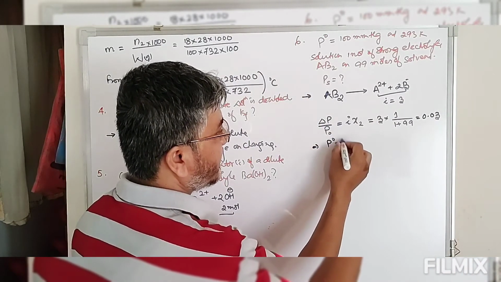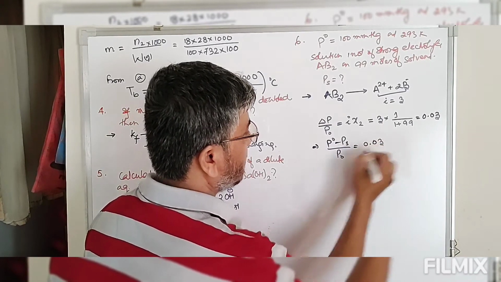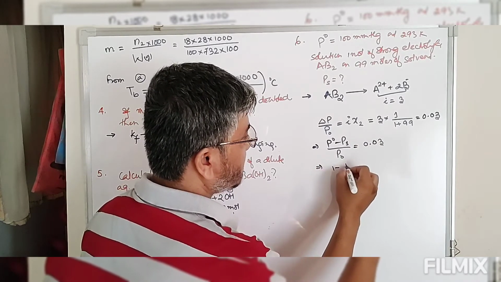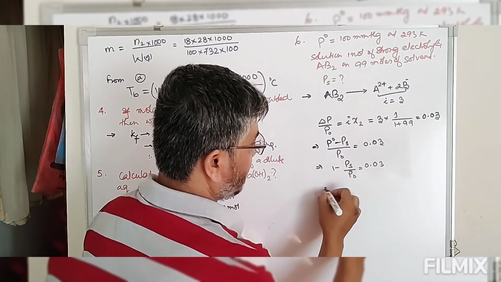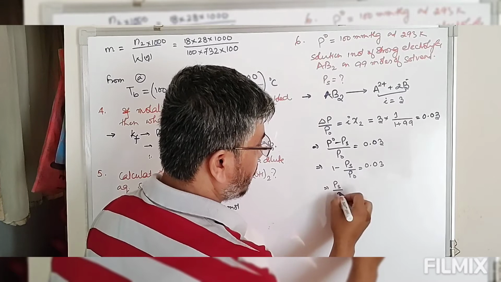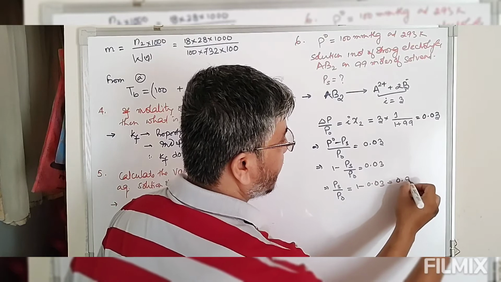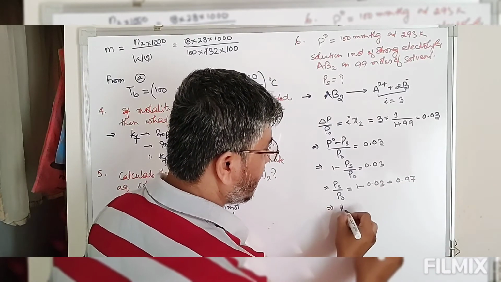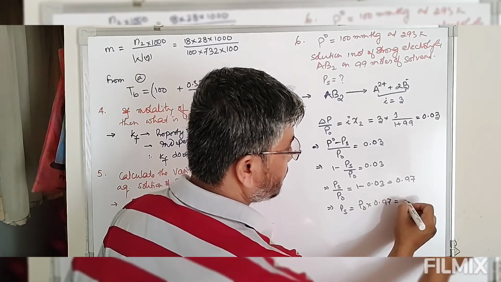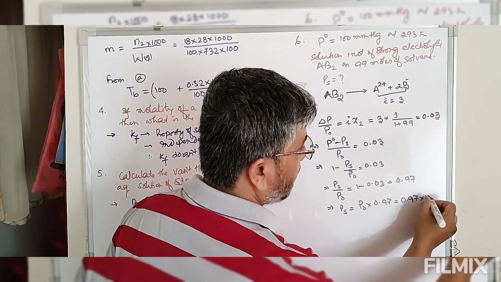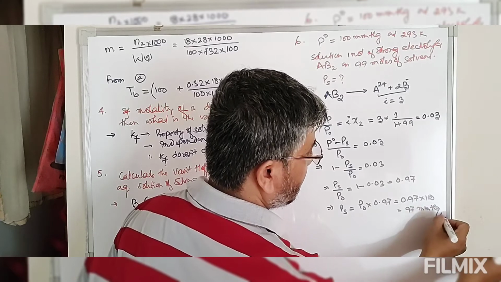Now delta P by P naught is P naught minus PS divided by P naught, which equals 0.03. So 1 minus PS by P naught equals 0.03. Therefore PS by P naught equals 1 minus 0.03, which is 0.97. Therefore PS equals P naught into 0.97, which is 0.97 into 100 millimeter mercury. So this is 97 mm of mercury.